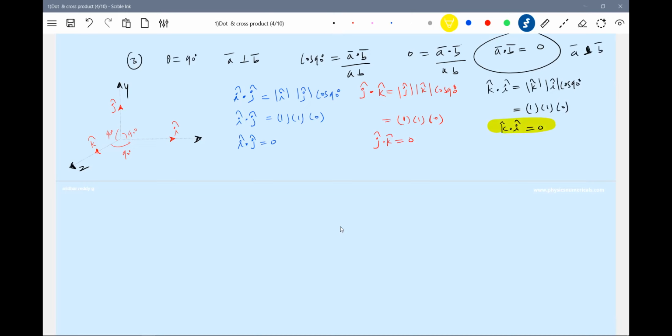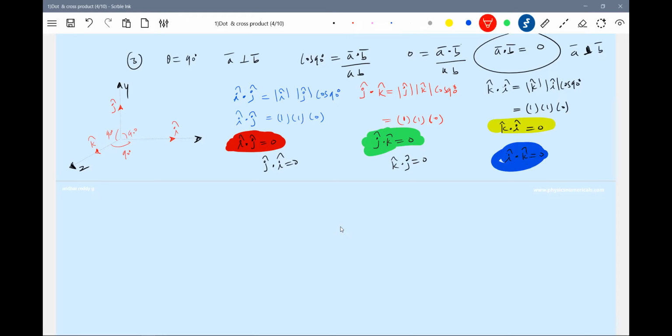Now, something very important has been brought out. J dot I also we can make 0, with the same formula. Even K dot J, even I dot K. Okay, got it, all of you. So these are some relations. If two vectors are perpendicular, then the dot product must be 0, is what we are concluding. I think this is something very fundamental, which is going to help us a lot.